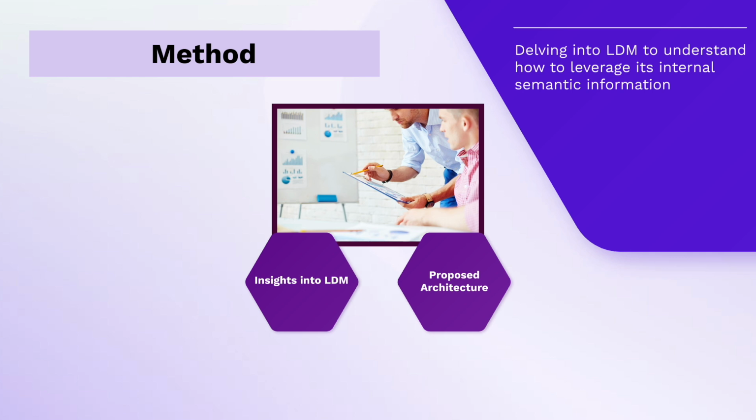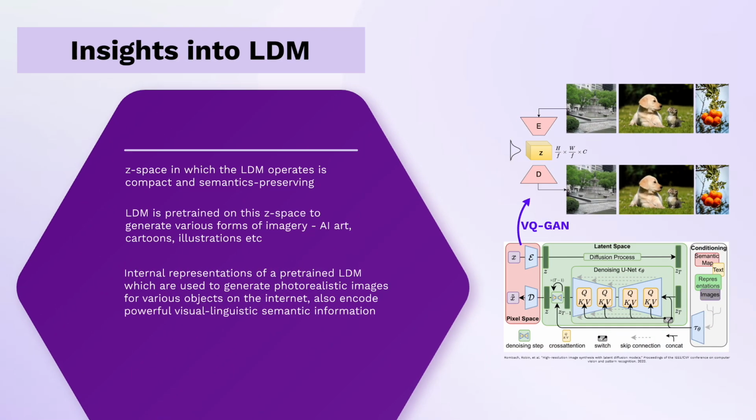text-based segmentation performance. Firstly, the LDM operates in the Z-space of the VQGAN, that is a compressed representation of the image, which also preserves all the semantics. As you see on the top right, the Z-space preserves most of the semantic information during the encoding and decoding process of the VQGAN. Additionally, the LDM is pre-trained on the Z-space to generate different kinds of imagery ranging from AI art, cartoons, illustrations, etc. Thus, we propose to use this Z-space to train a segmentation network instead of the regular RGB images.